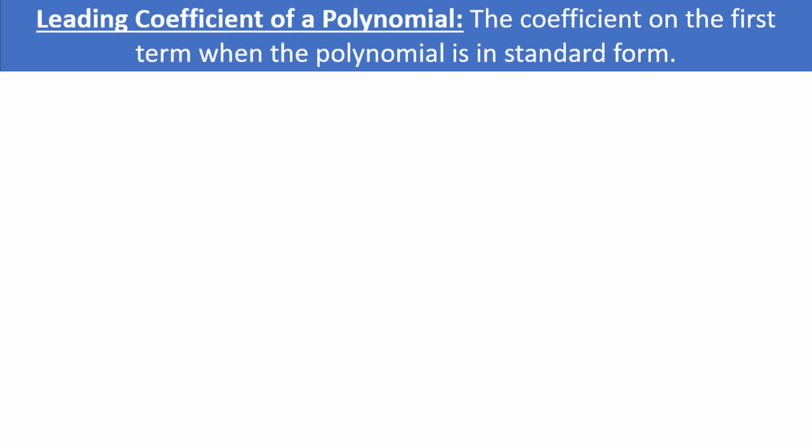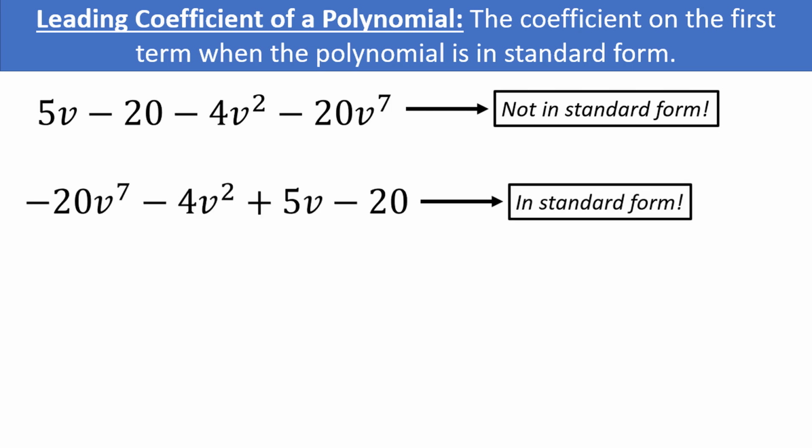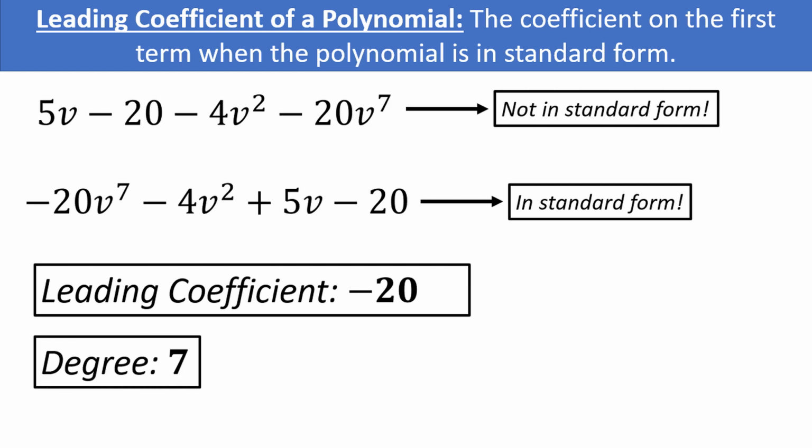The leading coefficient of a polynomial is the coefficient on the first term when the polynomial is in standard form. For example, the polynomial 5v minus 20 minus 4v squared minus 20v to the 7th is not in standard form. We can rewrite the polynomial in standard form as negative 20v to the 7th minus 4v squared plus 5v minus 20, so that the powers on our variable decrease from left to right. Our first term is negative 20v to the 7th, which is sometimes called the leading term. The leading coefficient is the constant in front of the variable on the leading term, which in our example is negative 20. Additionally, the degree of this polynomial is 7, as that is the highest exponent on any of our variables.